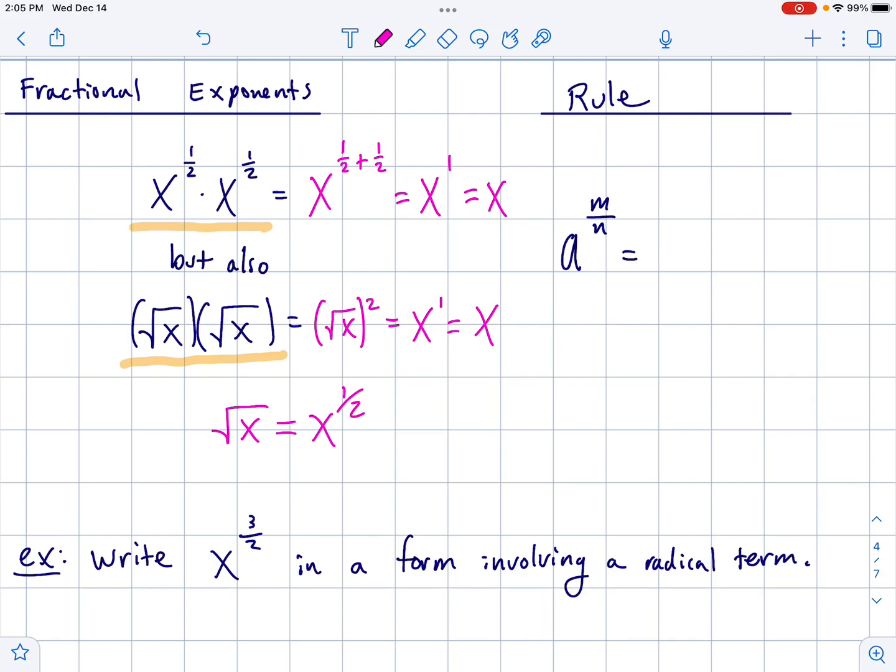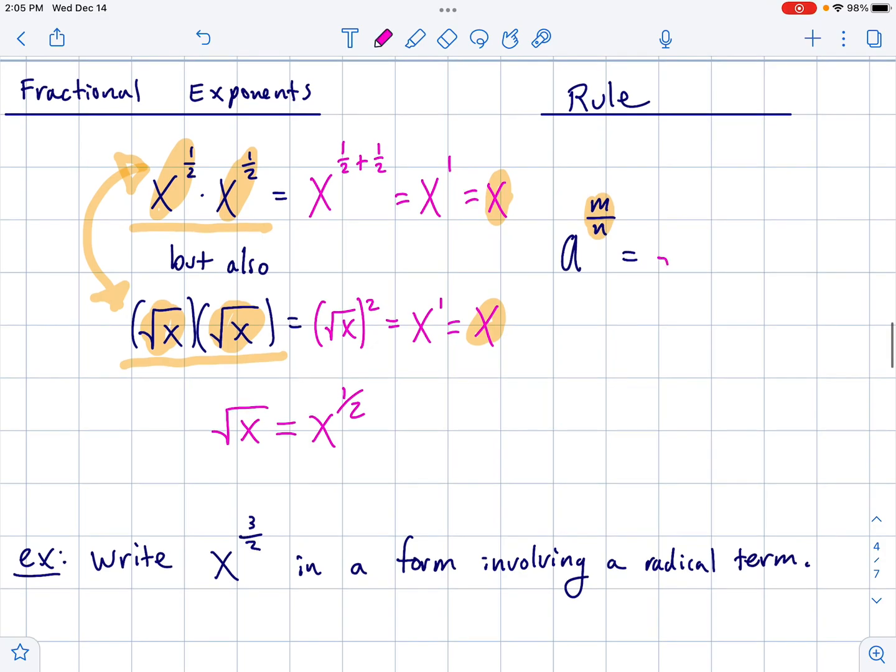What this means is that the square root of x has to be equal to x to the 1/2, because it's like something times itself that equals x, something times itself that equals x. So the somethings must be equivalent to each other. So these two must be the same thing.